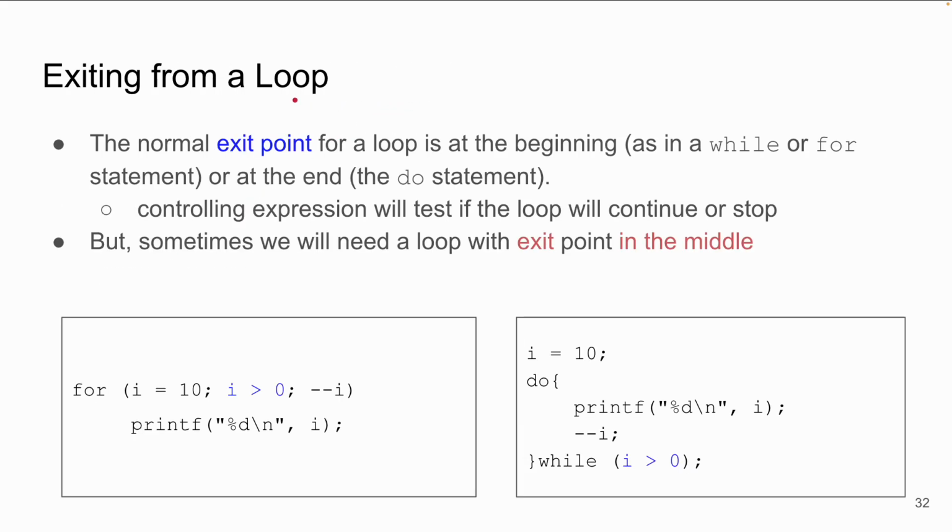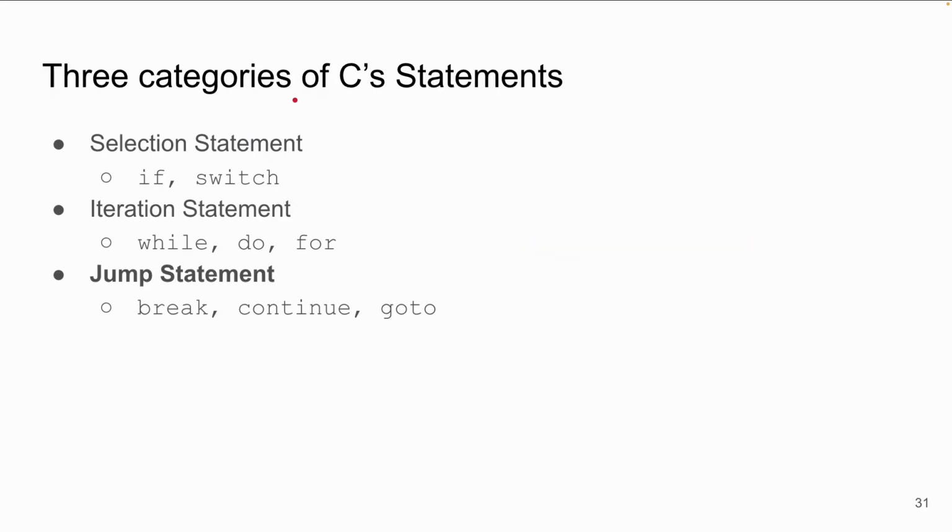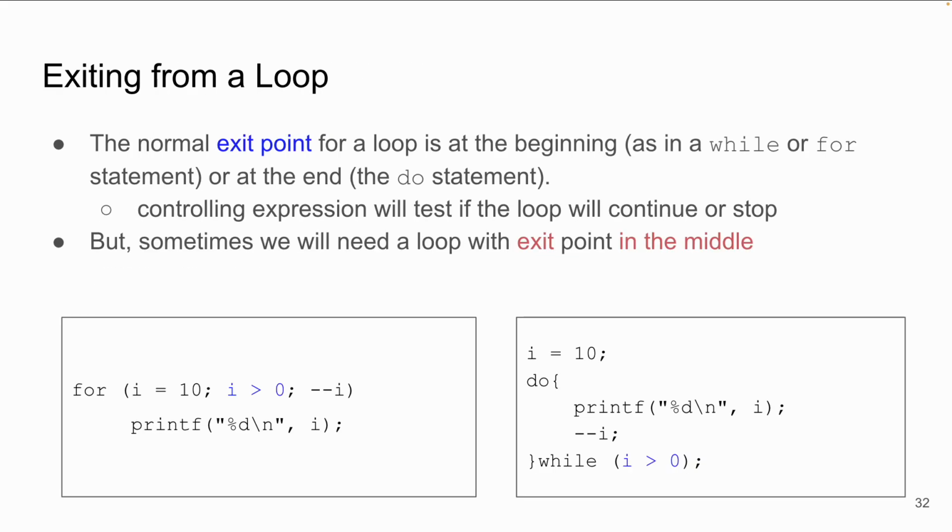This jump statement can actually offer us another way to exit from loops. The normal exit point, the normal ending point for a loop, is normally at the beginning of the loop, like the while and for statements, or at the end, for the do statement. The reason why this is the beginning is that we put the controlling expression at the beginning for for loops and while loops, and the controlling expression for the do statement is at the end. So that is why the exit point of the do loop is at the end.